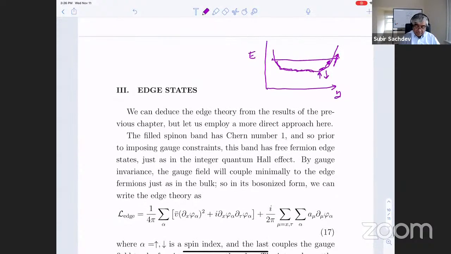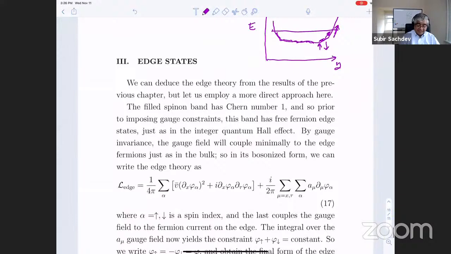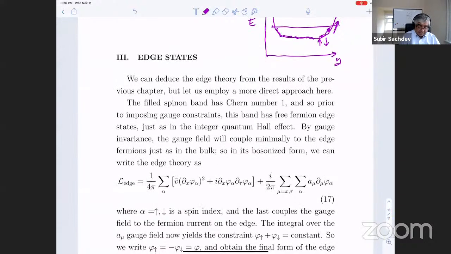So what is the theory of the edge? Well, I already know that. It's exactly this chiral boson with m equals 1. So I have an up-spin chiral boson and I have a down-spin chiral boson.